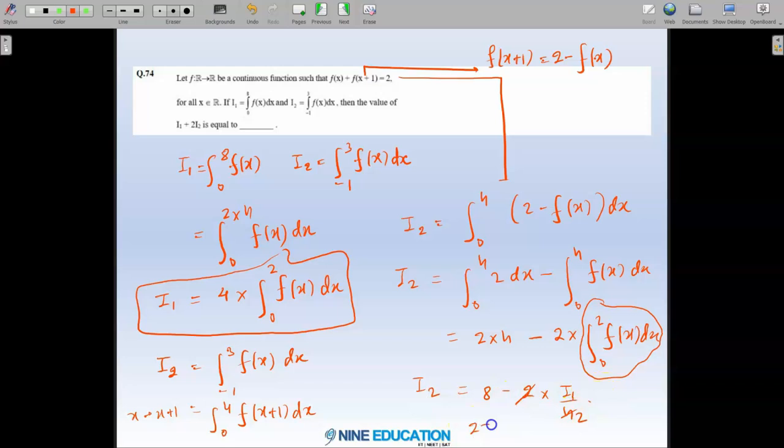So I can say 2I2 will be 16 minus I1, and therefore minus I1 will come to the left side. It will be I1 plus 2I2 equal to 16. So 16 is the right answer for this question.